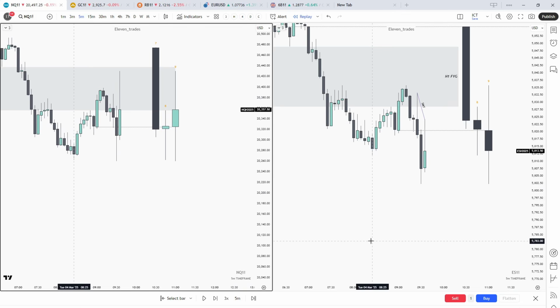Now here on the 5-minute chart, you can see it right here. The 9:30 candle manipulated this high once again, and on the ES we were bearish, and we created that bearish SMT divergence.